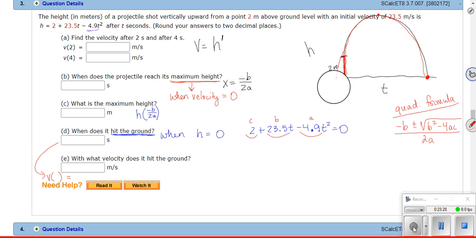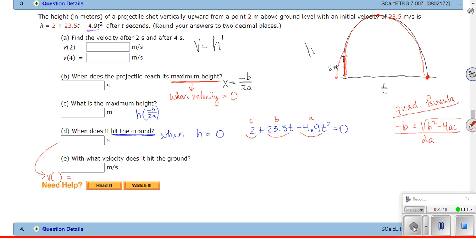We shot the projectile from 2 meters up, and so it shot up and out. So we just need the time that it hits the ground. So at what velocity does it hit the ground? You take the time from part D and then plug it into the velocity.